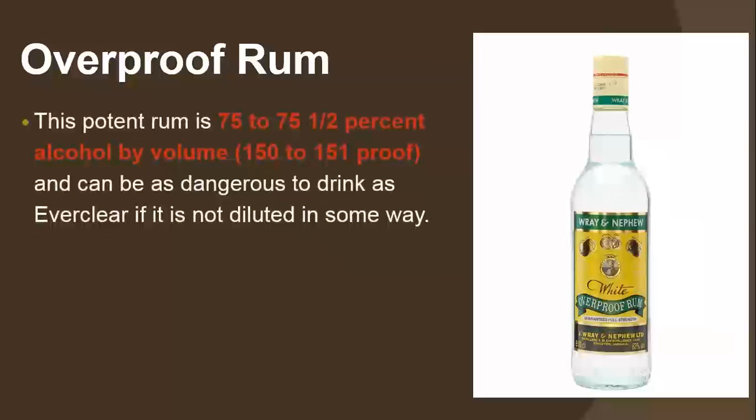The next type of rum is called overproof rum. Overproof rum is understood as a rum which is very high in alcohol content, and it is a potent rum. The alcohol percentage can range from 75% to 75.5% alcohol by volume, and it can be very dangerous if you drink it neat. Hence, it has to be diluted in some way. Overproof rum is also utilized for flambe or in drinks where flambe is required.